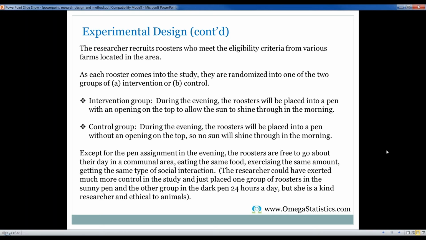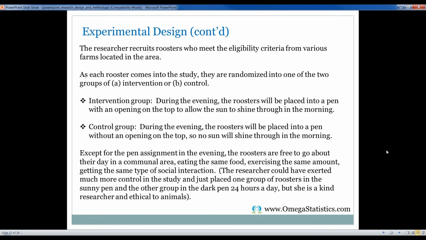The intervention group are the ones that are going to see the sun. So during the evening, they're going to be placed into a pen with an opening on the top, which is going to allow the sun to shine through in the morning. And for the control group, during the evening, she's going to put the roosters to sleep in a pen without an opening on the top, so no sun is going to shine through in the morning. Except for the pen assignment in the evening, whether they go into the open top or the closed top, the roosters are free to go about their day, and they're in a communal area.